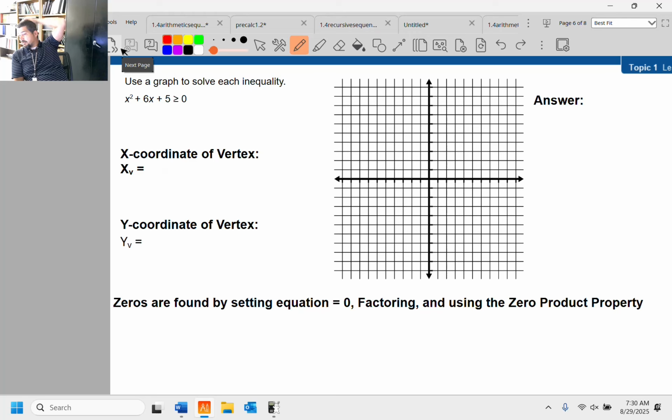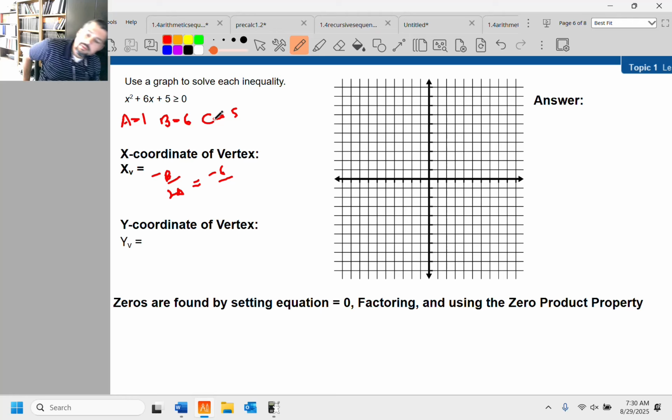Alright, use a graph to solve each inequality. So back to this one, we're going to find the x-coordinate of the vertex by doing opposite b over twice a. Opposite b would be -6 because a is 1, b is 6, and c is 5. And I know it's going to be hard for some of y'all to pick out your a's, b's, and c's because you can barely say them. a is 1, 2 times 1, -6 over 2 is -3. To find the y coordinate, you take that number and you plug it back in.